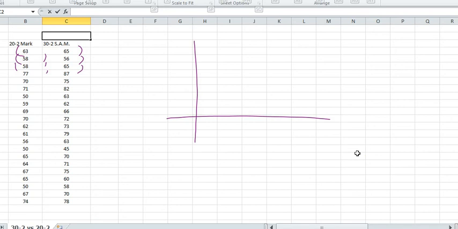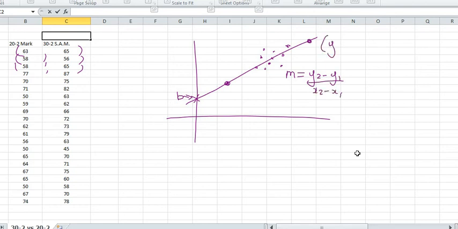Okay, so one more time. We have a scatter plot that we have graphed, and then we've drawn the line of best fit. We're going to find the y-intercept, that's b. We're going to take 2 points on the line and use them to calculate the slope. This is x2, y2, and this is x1, y1, and that's your slope. And then you're going to get an equation in this form.